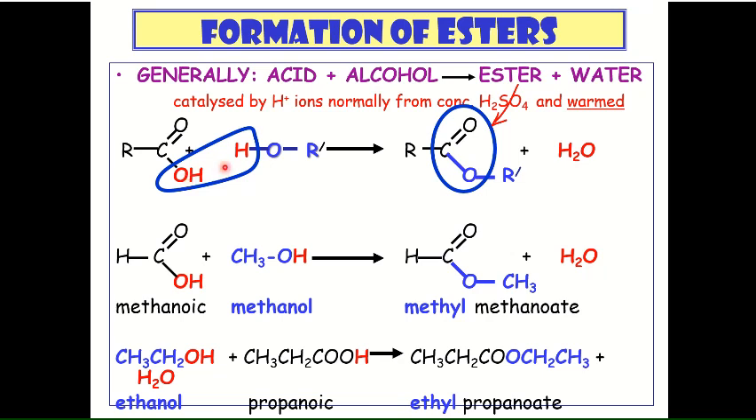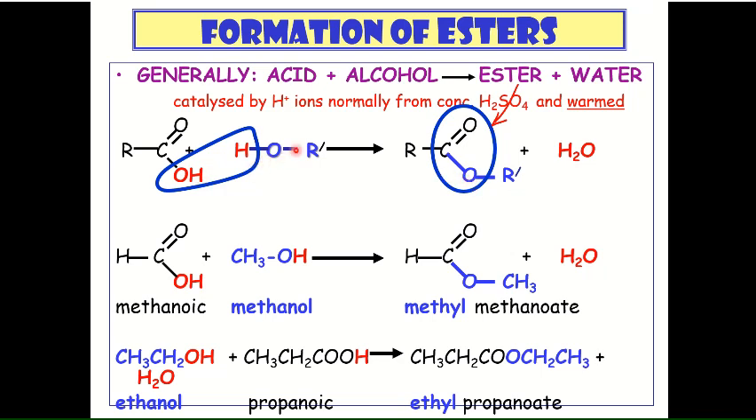What happens is the OH and the H from the alcohol join and make a compound like this, which has got the acid bit joined to the alcohol bit through what I call a bridging oxygen. Where you see this functional group, a carbonyl attached to an oxygen attached to another carbon-hydrogen group, that is your ester functional group.